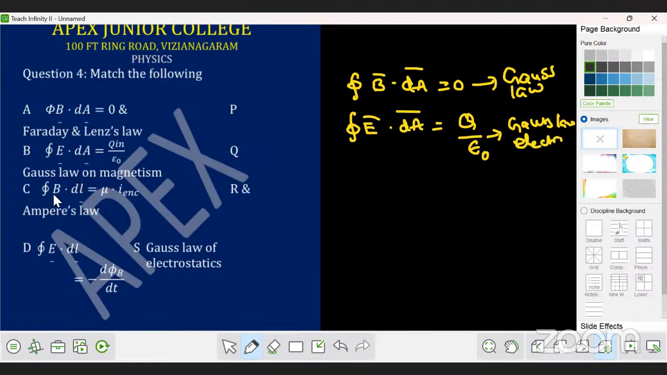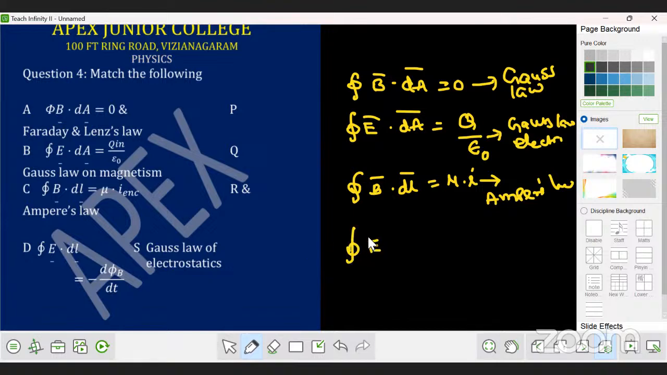Next, the third law is integral B bar dot dl bar equal to mu into I. So it is a very familiar formula, all of you know that. That is Ampere's law. And what is the last one given? Integral E bar dot dl bar equal to minus d phi by dt.